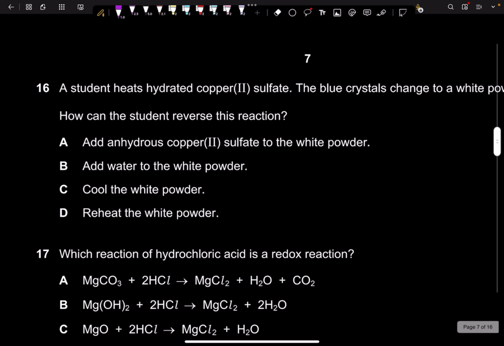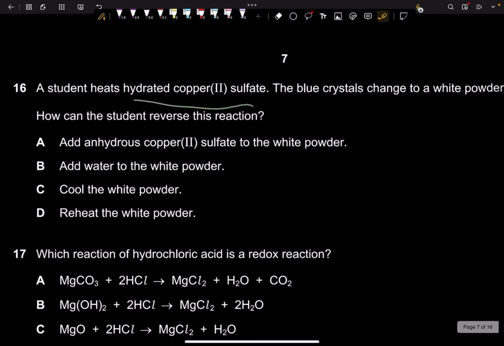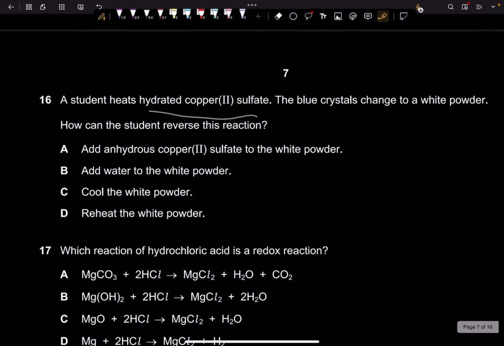Moving on. A student heats hydrated copper sulfate, ठीक है, with the blue crystals changed to a white powder, ठीक है. How can the student reverse the reaction? By adding water. देखें, your copper 2 sulfate, ठीक है, you are heating it, copper 2 sulfate.